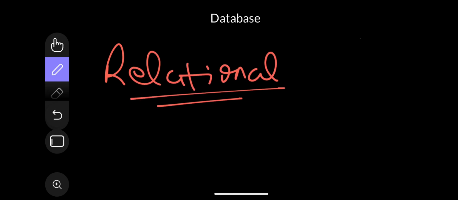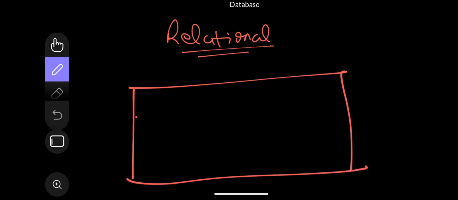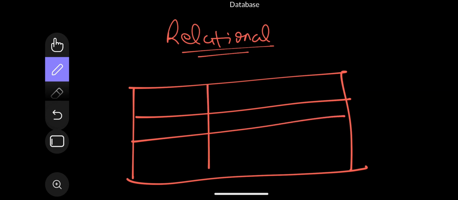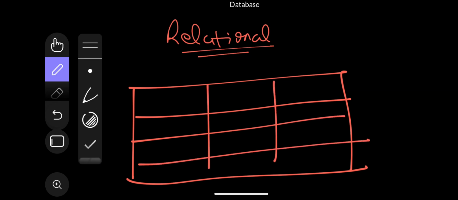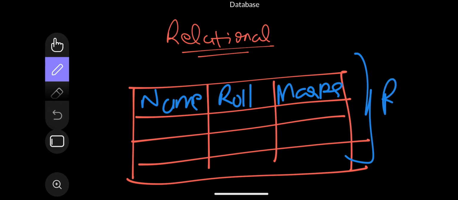Let's start from relational. So for relational database, you can think something like that. It is based on the model introduced by E.F. Codd. So any database in which the data is stored in tables, that is relations with rows and columns. Let's take an example. We have 3 columns, and let's say this is for name, this is roll number, and this is marks. So this particular can be called as relational.